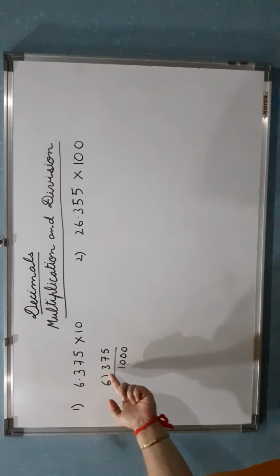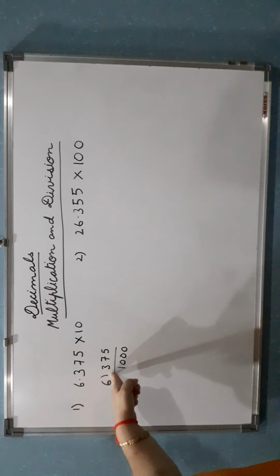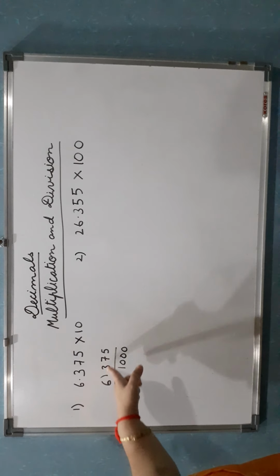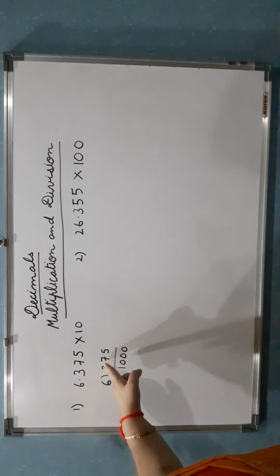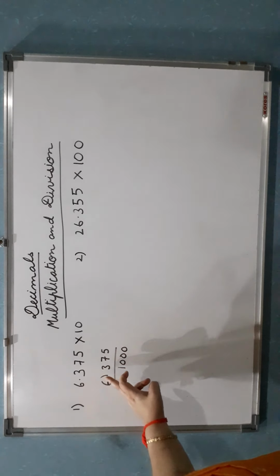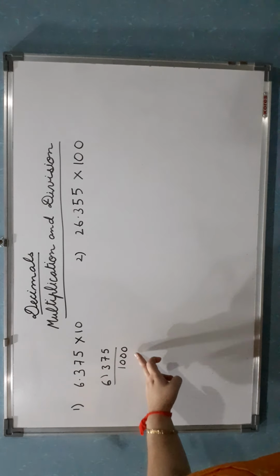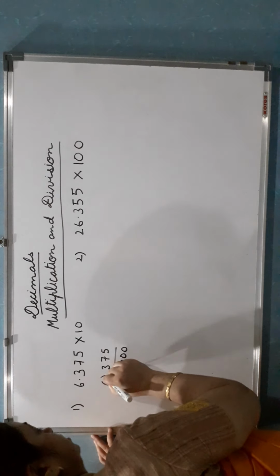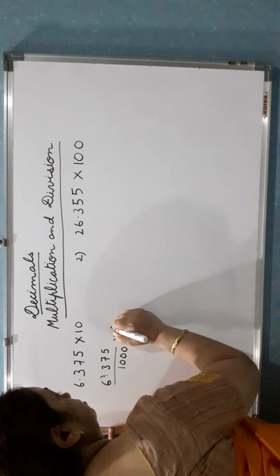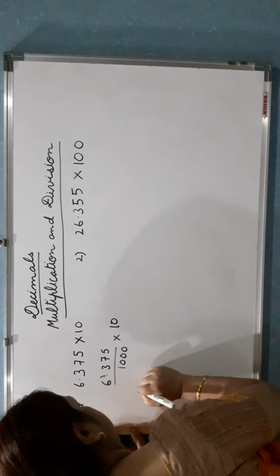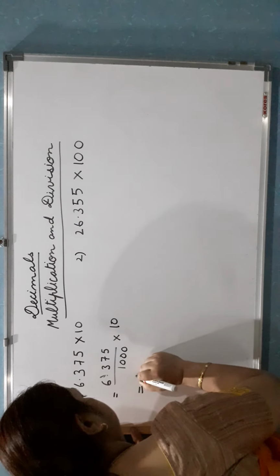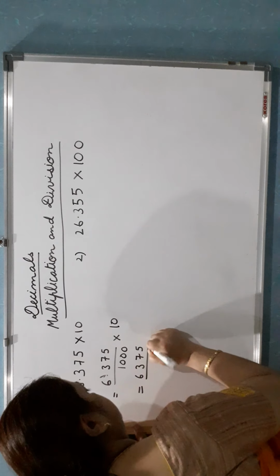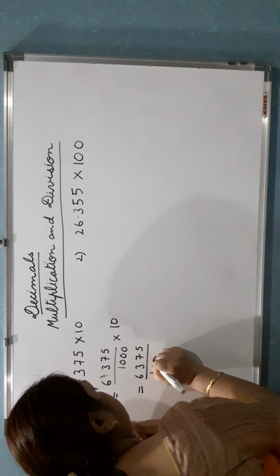To remove this point, इस point को हटाने के लिए हम लोग क्या करेंगे? Divide by 1000. Point के बाद 3 नंबर है 375. 3 digits are here after the decimal point. So put here 1000. Okay, this point will be cancelled. So you can write this in this way also: 6375. Here decimal will be cancelled if you put here 1000.